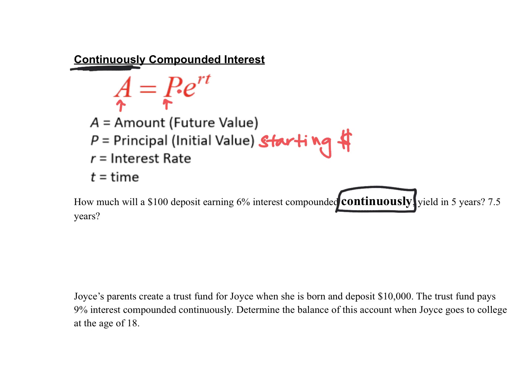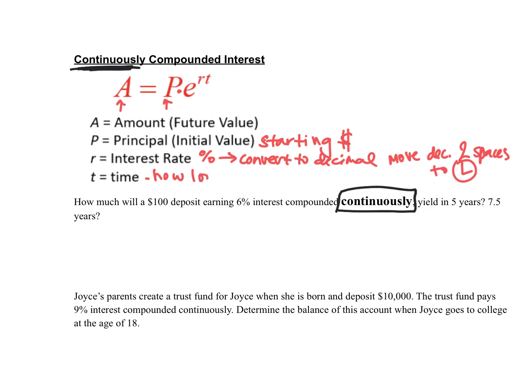R is your interest rate, and your interest rate is usually given to you in percentage, but we have to convert it to a decimal in order to use it in this formula, okay? So we convert it into the decimal. We're going to move the decimal 2 spaces to the left. I'll get to that in a second, okay? And then T is time. Time is how long it will be in the account.